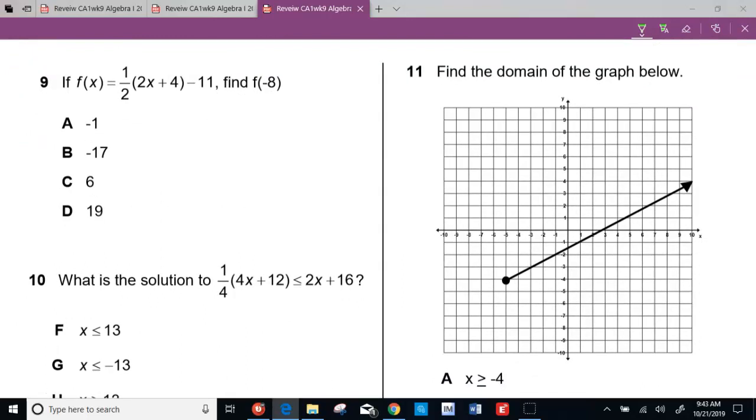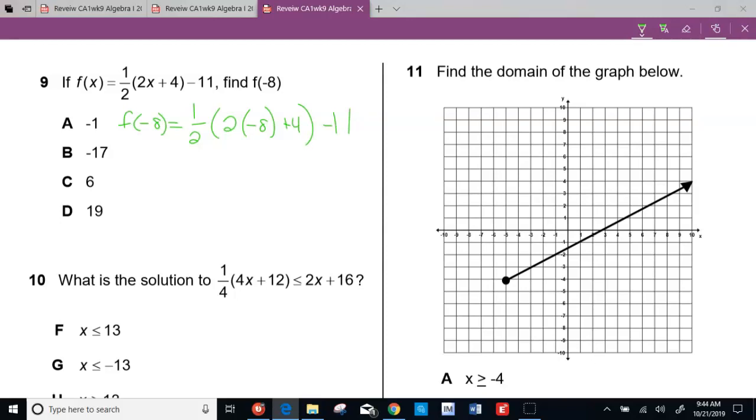Number 9, this one you can just plug and chug basically. f of x equals 1/2 the quantity 2x plus 4 minus 11. So find f of negative 8. They want you to plug in a negative 8 anywhere you see an x. 1/2 parentheses 2 times negative 8 plus 4 in parentheses minus 11.